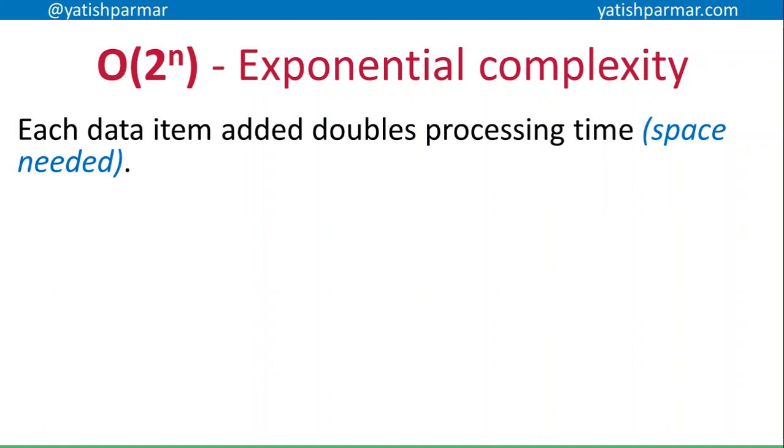Now, we can talk about exponential complexity over here, where each data item that we're adding to the input size is going to double the processing time. Also could be doubling the amount of memory that is required. So this in the beginning doesn't seem to have much of an impact, but then as the number of calls increases, it just starts to balloon out of proportion.